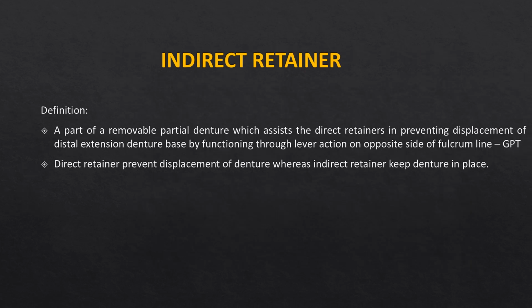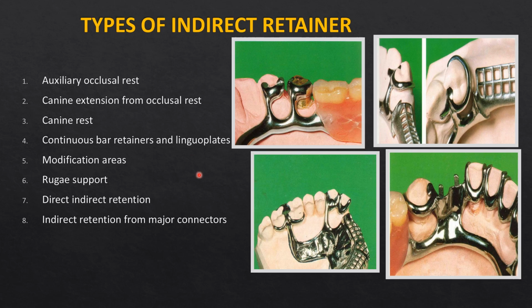So what is an indirect retainer? We now know that direct retainers are nothing but the clasp assemblies and the precision attachments which are placed on the abutment teeth for the retention of the cast partial framework, and they are attached by a minor connector to the major connector, or by a minor connector to the denture base.